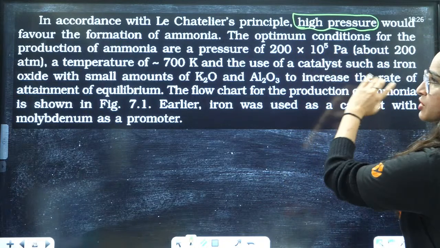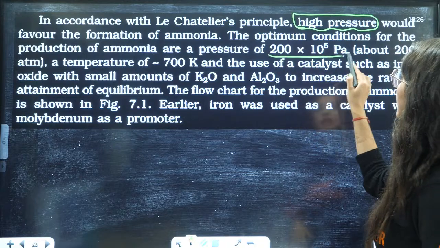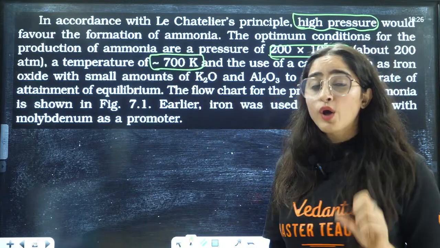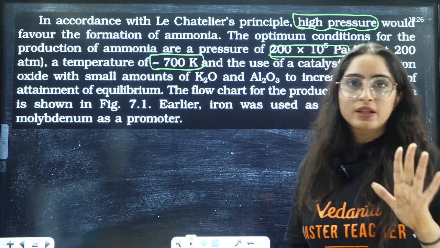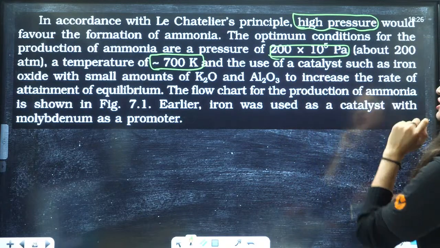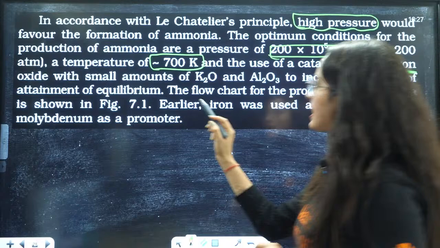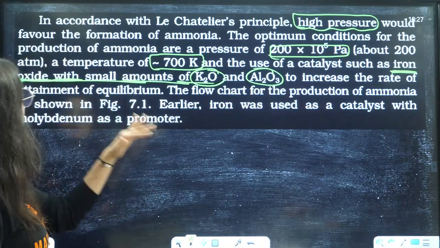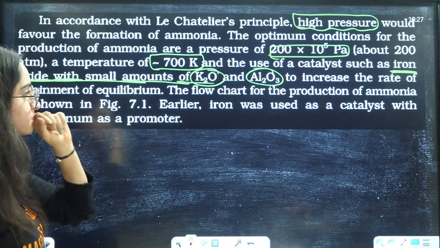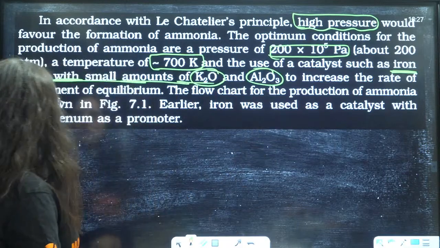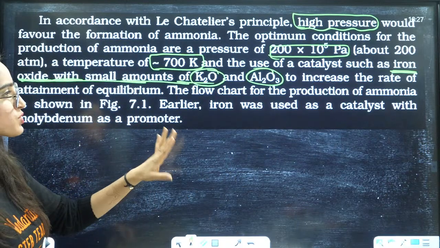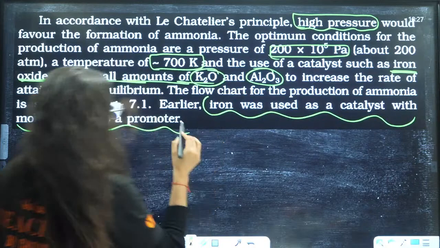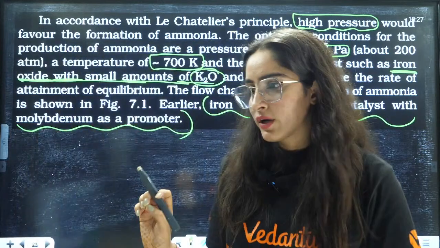The optimum conditions for the production of ammonia are the pressure that is shown here. The temperature is also fairly high in this case. The use of catalysts such as iron oxide with small amounts of K2O and Al2O3 increases the rate of attainment of equilibrium. The flow chart of the production of ammonia is shown in the figure. Earlier, iron was used as a catalyst with molybdenum as the promoter. So these little things you need to remember for these reactions.